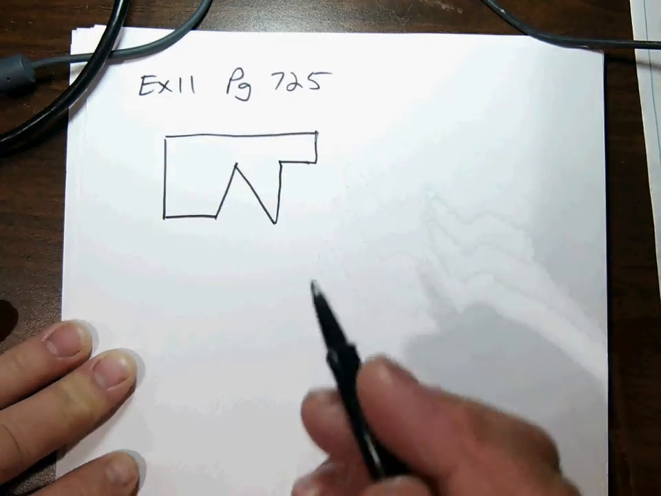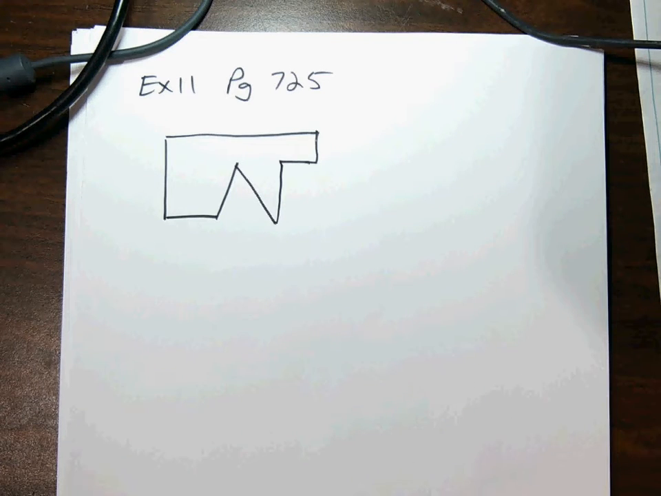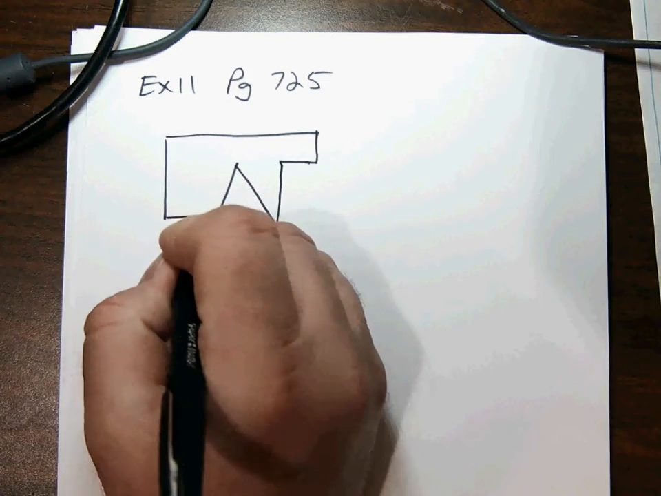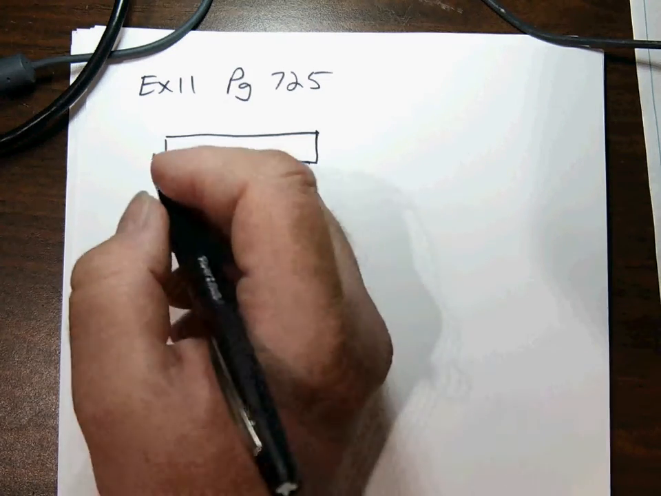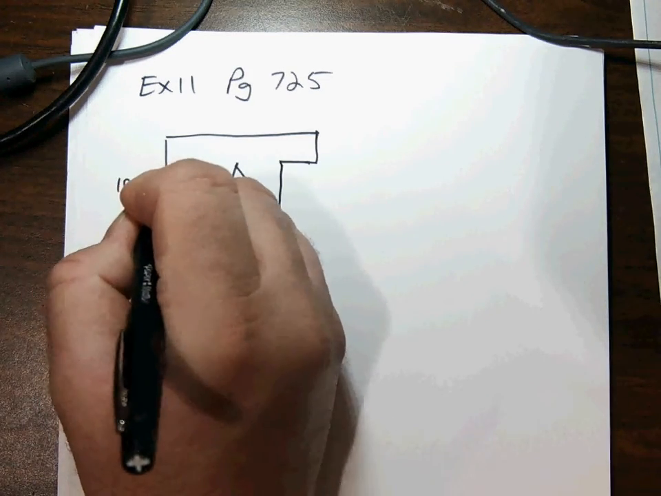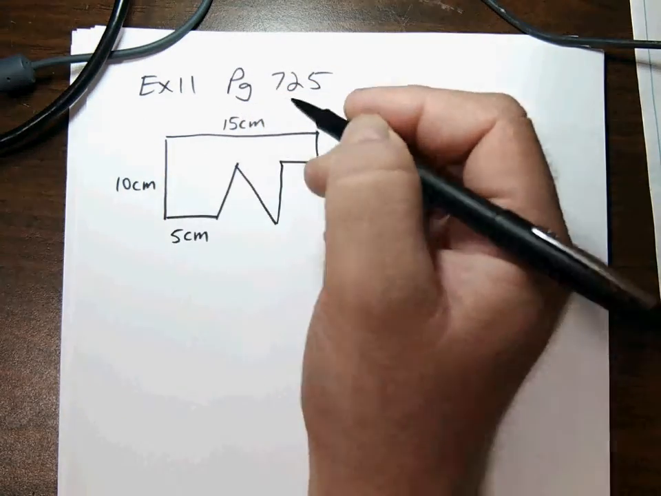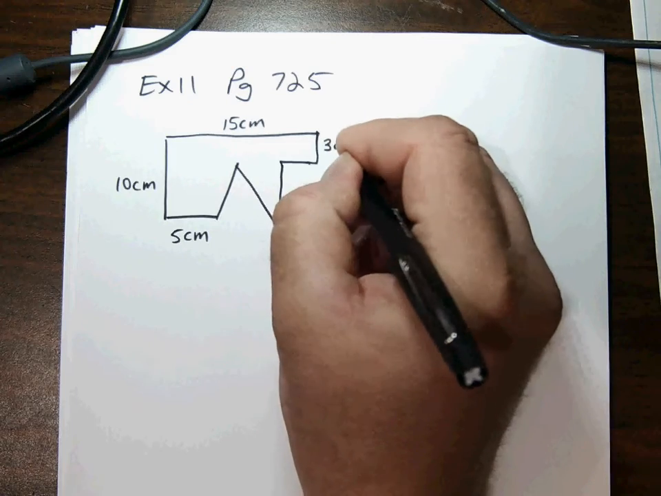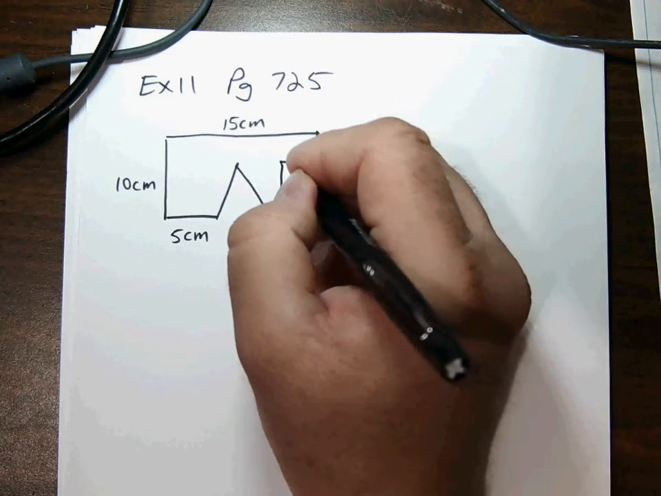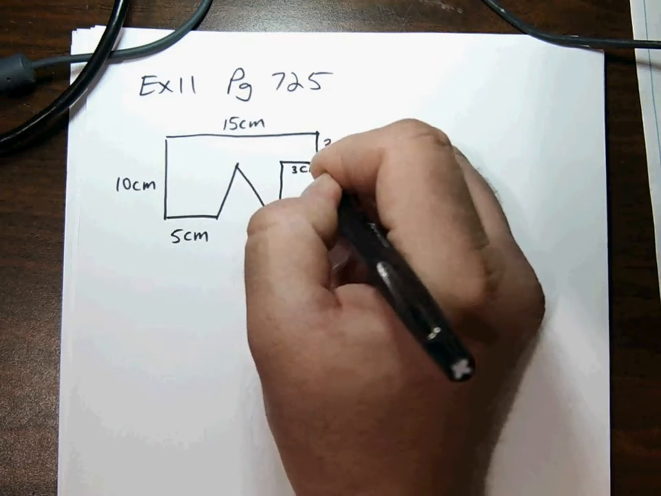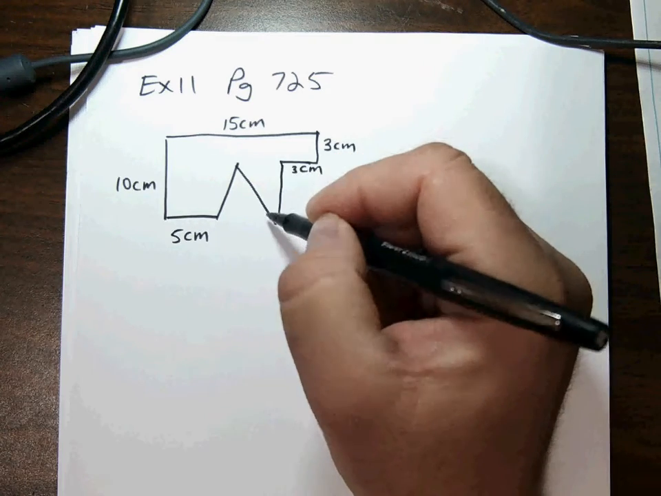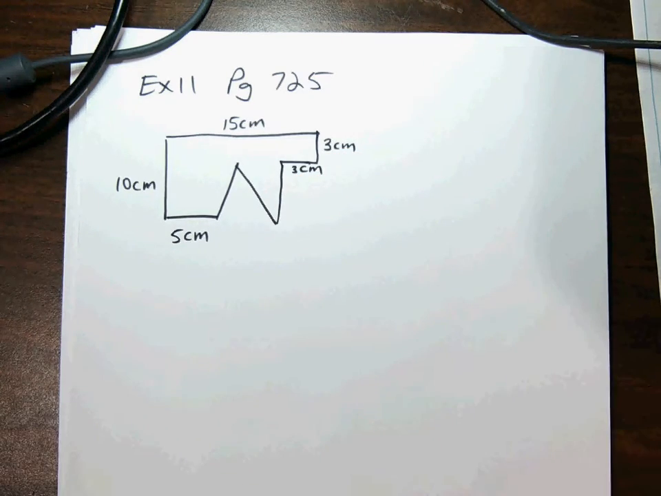Okay, we want to find the area of that shape. And we're only told, what are we told? 5 centimeters here, 10 centimeters here, 15 up here, 3 there, and then 3 here. So we're not told this length, or we're not told any of these lengths. Okay? Alright, well, look at it.